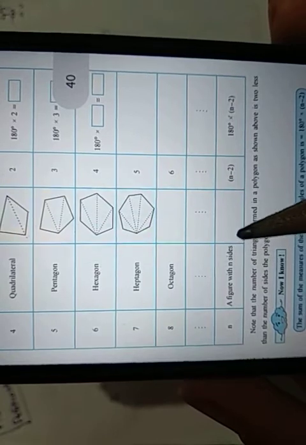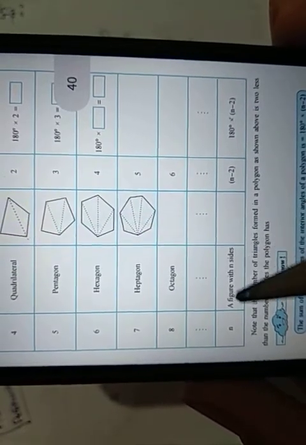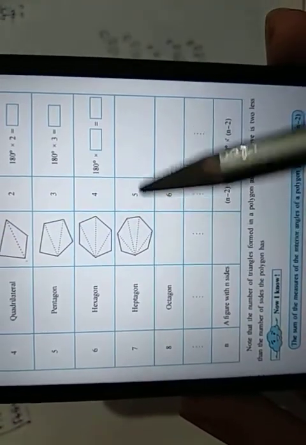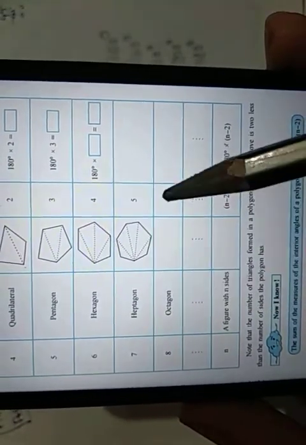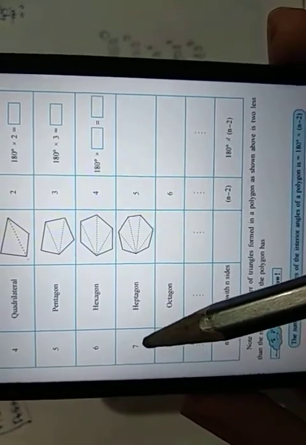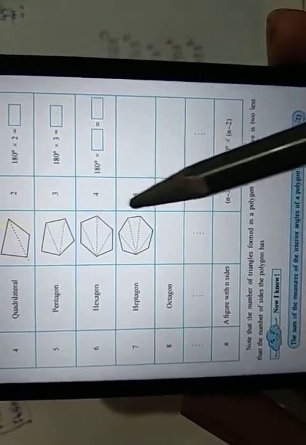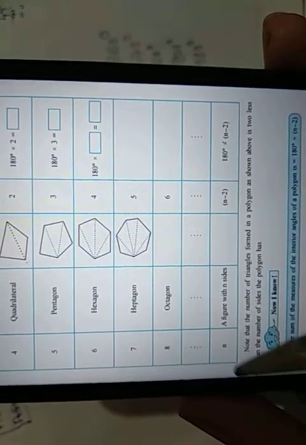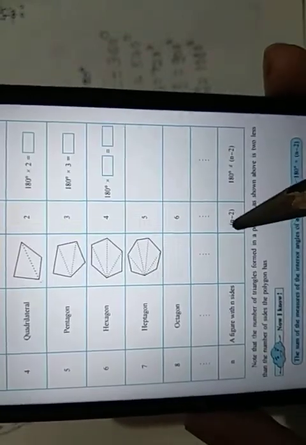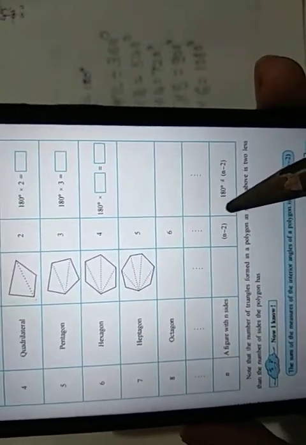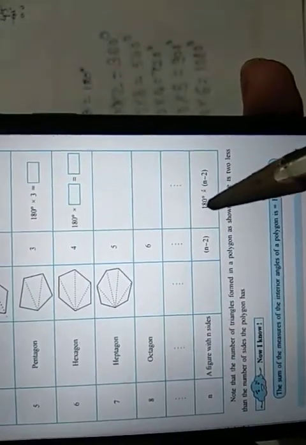Like this, for a figure with n sides: see here, the heptagon has 5 triangles and the octagon has 6 triangles. It means the number of triangles is the number of sides minus 2. So if the number of sides is n, then the number of triangles is n minus 2. It means the sum of interior angles is 180 multiplied by (n minus 2).